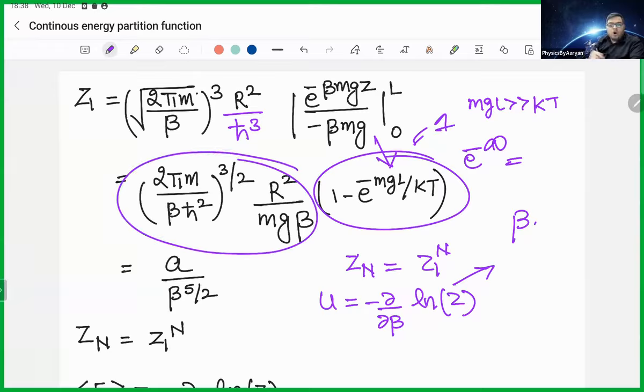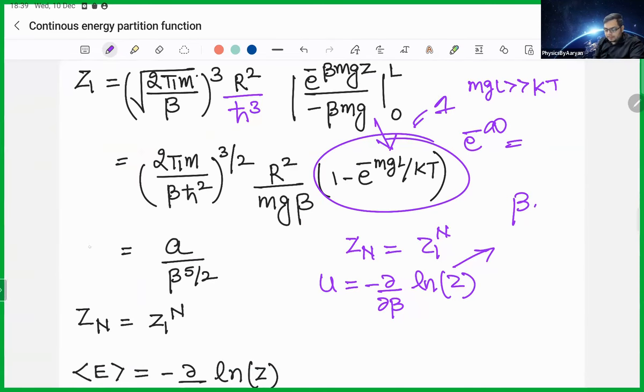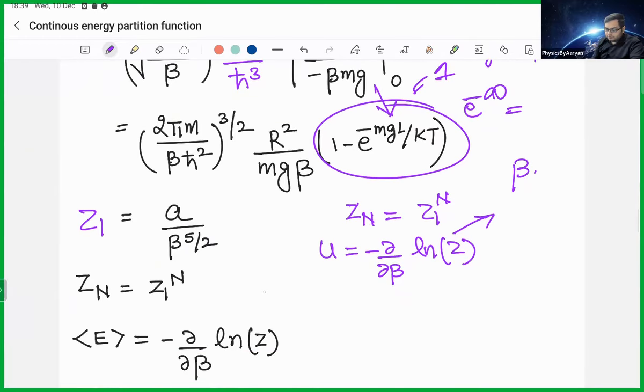Look at here, all the other constants I have called as any constant a, so you can call it anything, any constant a, and I'm only focused upon beta. So one beta is here and one beta is here, so this is beta to the power 3 by 2 and this is beta to the power 1, so you will get beta to the power 5 by 2. So in simple terms, what I can do is I can write my partition function as some constant a divided by beta to the power 5 by 2. So that from here on, my calculation for energy becomes very simple.